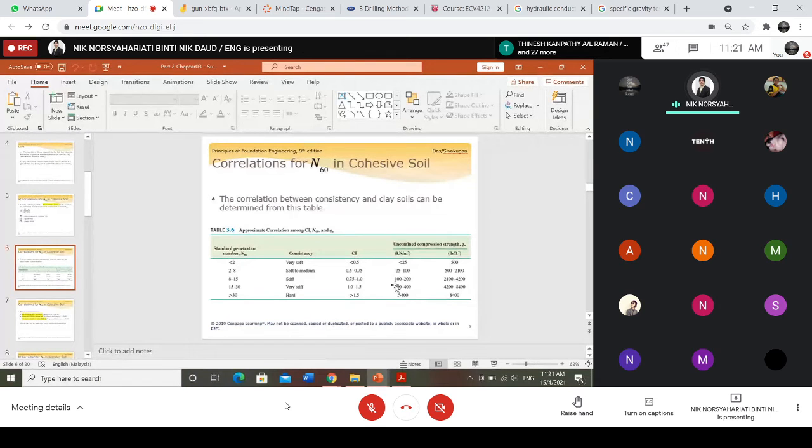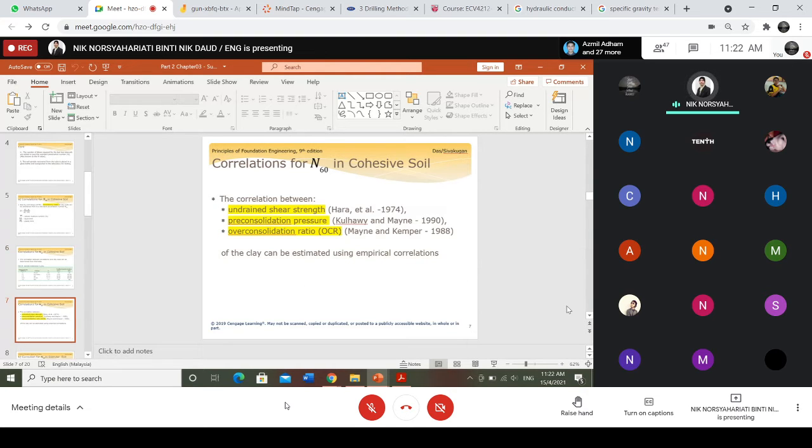So using this qu, the compression strength, you can take this value in order to design your shallow foundation or deep foundation. Okay. So for this one, maybe you can estimate which type of foundation that you want to propose to your clients for this site, something like that. All right. So that one is the correlation for the N60 in cohesive soil, right?